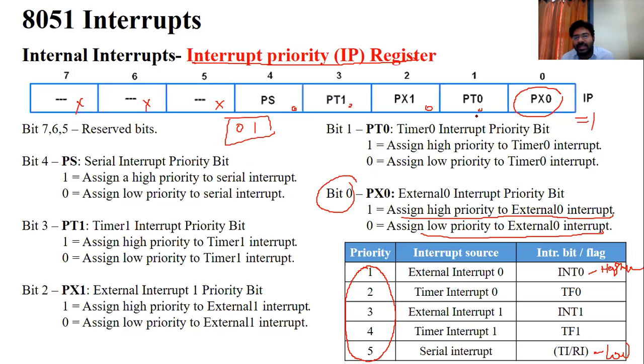So first, what is the PT0? PT0 means interrupt 0, nothing but TF0. So what is the program for this one? How to write the code for this one? See this code. What is the code for this one?